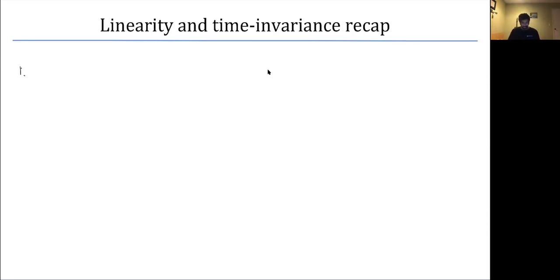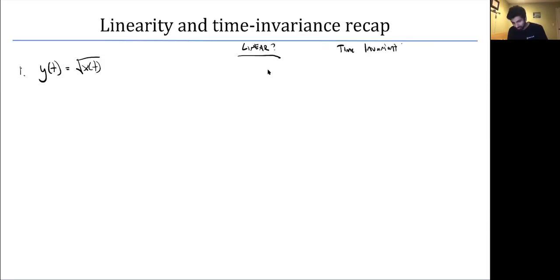Let's say that y of t is equal to the square root of x of t. Okay, so this is a system, and your goal will be to answer: is this system linear? Is this system time invariant?